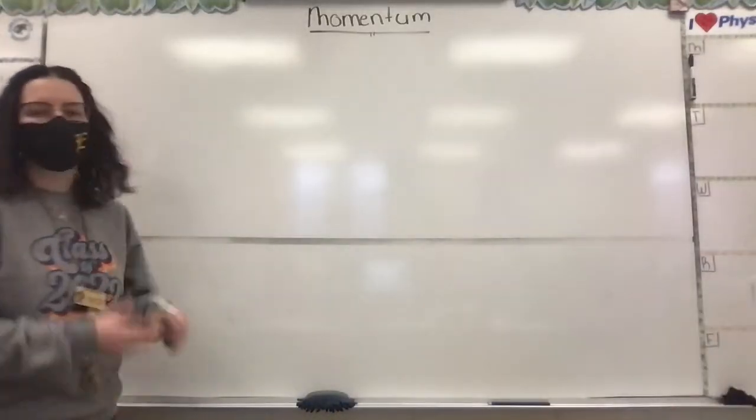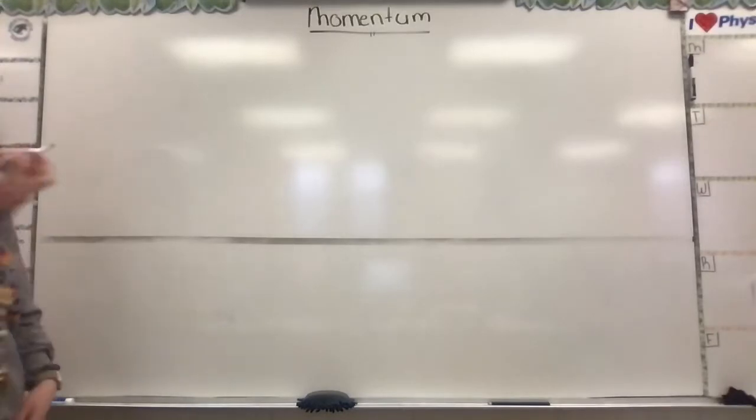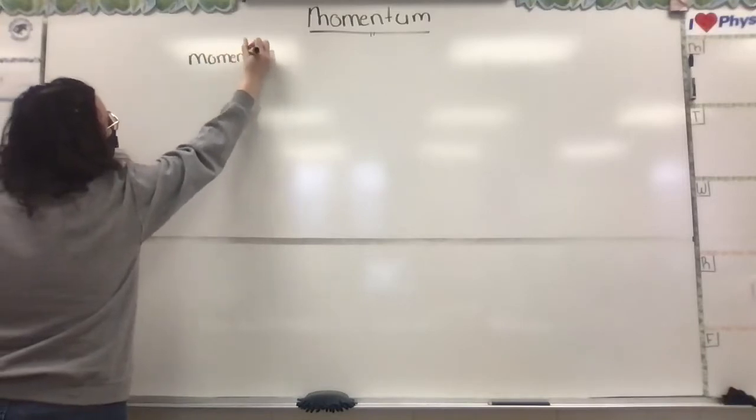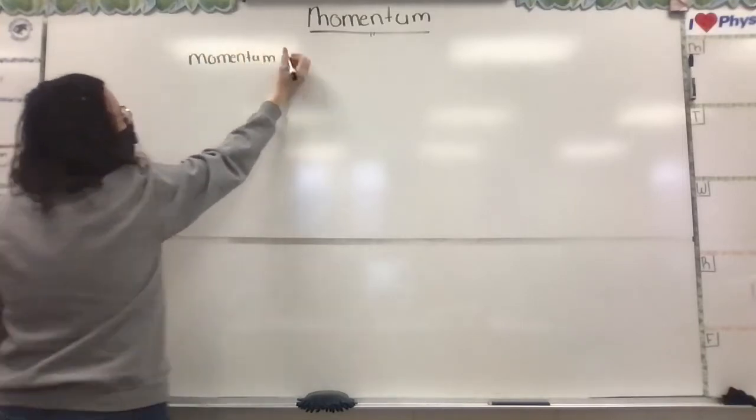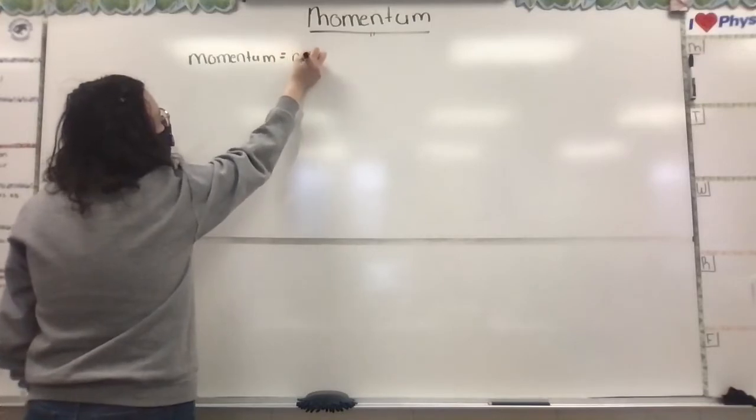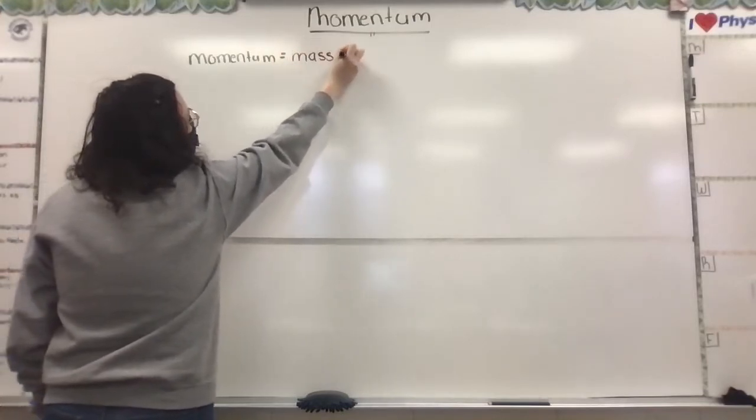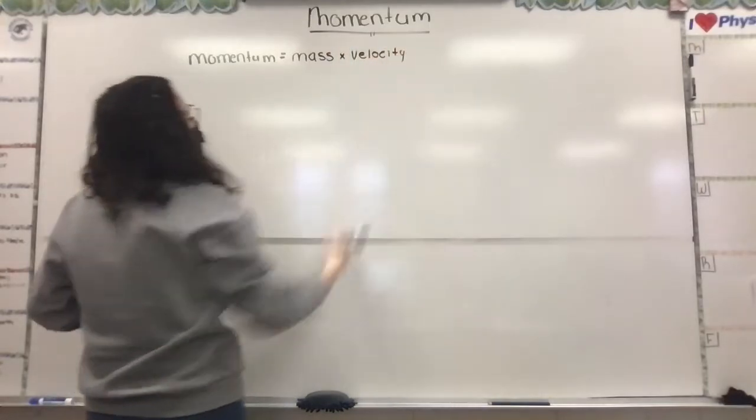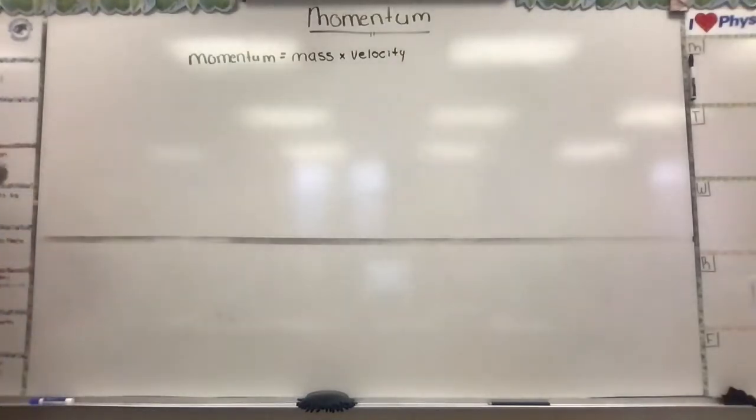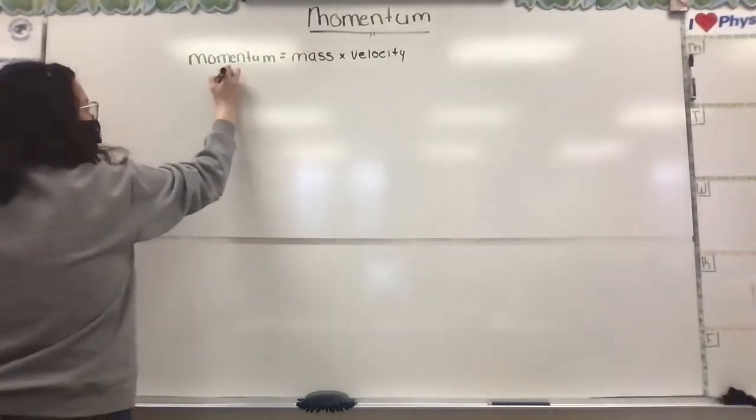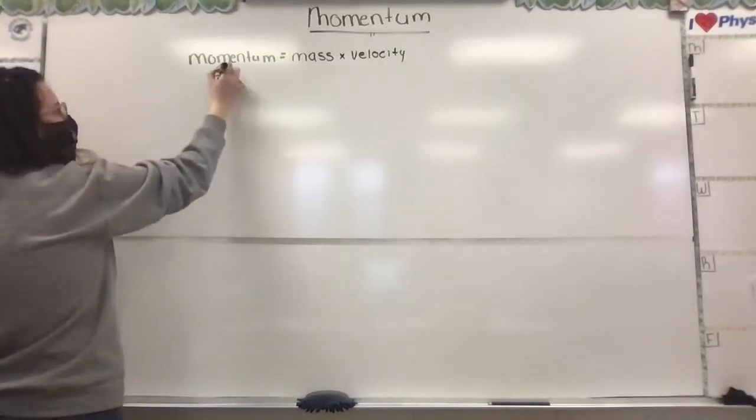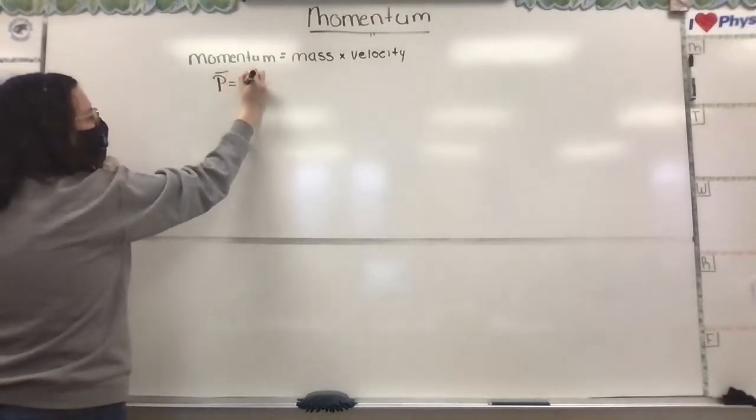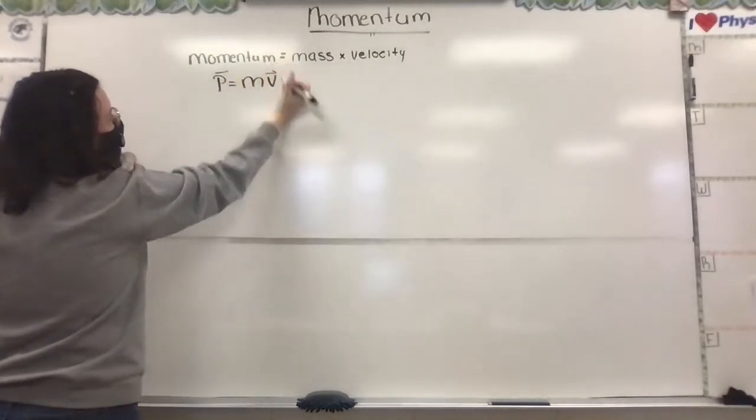Does anybody remember what momentum is equal to from the Paul Hewitt video? Isn't it force times change? No, you're thinking about impulse. It is like change, mass, and velocity. Yes, mass times velocity. Can anybody remember what the variable for momentum is? Lowercase p. P equals mass times velocity.